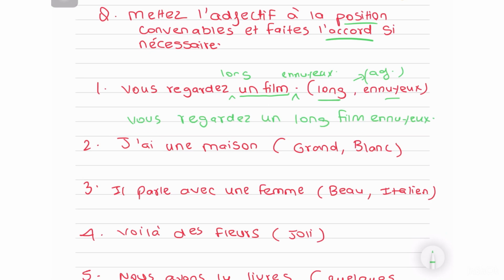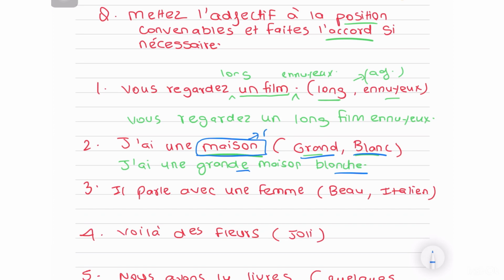Okay. Second one, we're talking about maison. Now, grand will go before it because it's part of BANGS. We're talking about the size. Blanc is your color. Okay. It goes after the noun, general way. So you get, j'ai une grande maison blanche. Here you'll see I did an extra thing, that is, I changed grand into grande. Same way, blanc became blanche. Okay, because we're talking about the house. House is feminine singulier, that is une, right? So here you'll also change the gender of the adjective, that is, do the accordance if necessary.